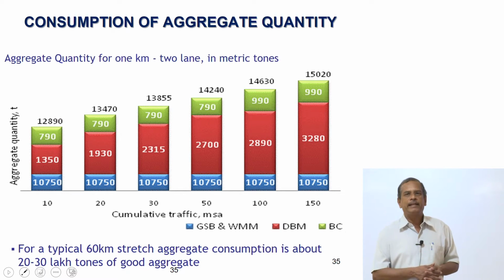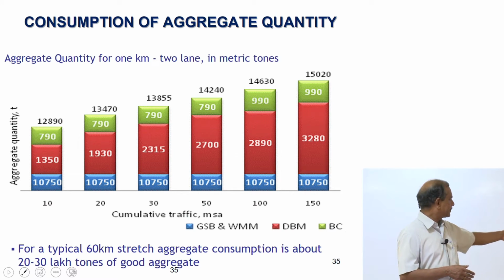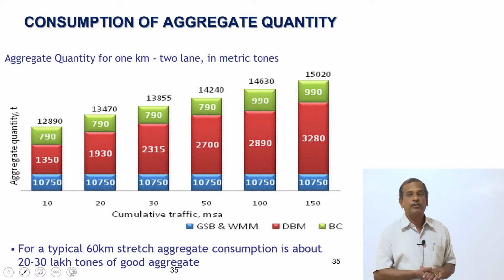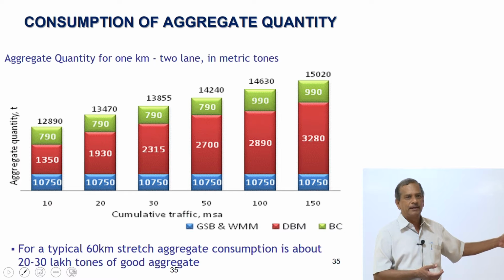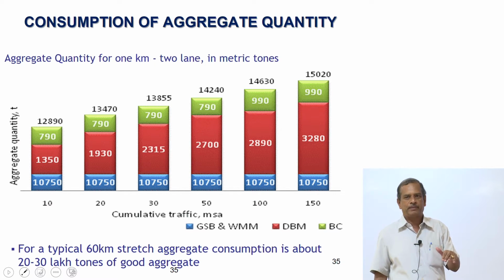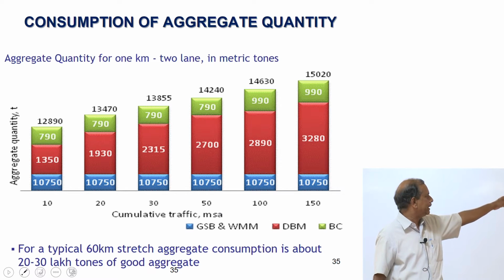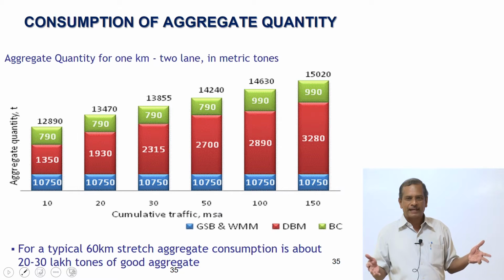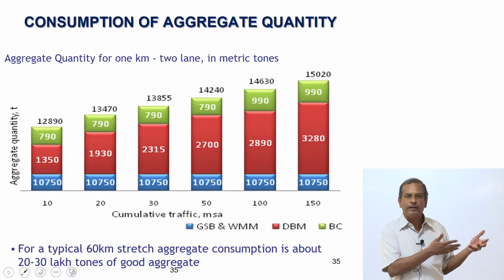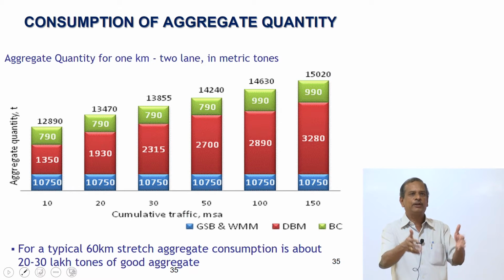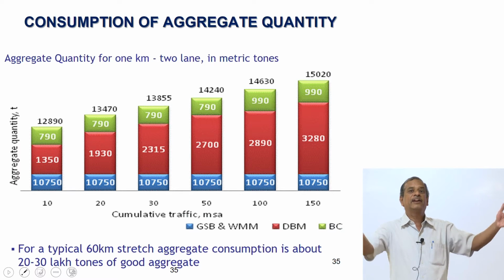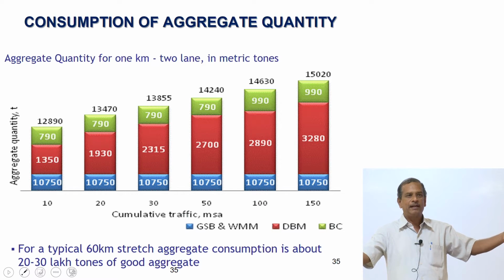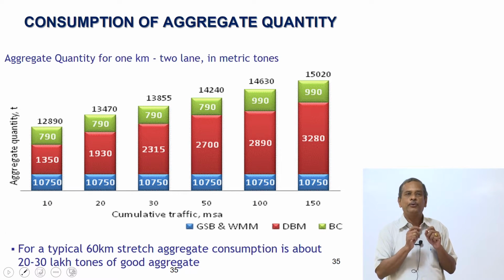So, how much material do we require for constructing these roads? For construction of a typical 60 kilometer road stretch, I require about 20 to 30 lakh tons of good aggregates. I will come to the issue of sustainability in due course. But remember, for constructing 1 kilometer of a 2-lane road, I require nearly 15,020 metric tons of aggregates. Now, when you have 1,20,000 kilometers of national highways, you can compute how much material we require when we convert a single lane into a 2-lane, 2-lane into a 4-lane or a 6-lane or 8-lane. Huge quantities of materials are required, but we don't have good quality aggregates. So, how do we construct sustainable long-lasting pavements is the first challenge.